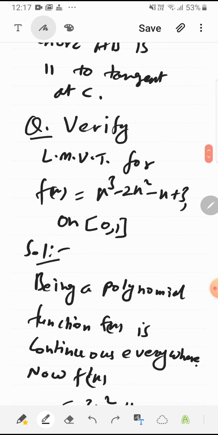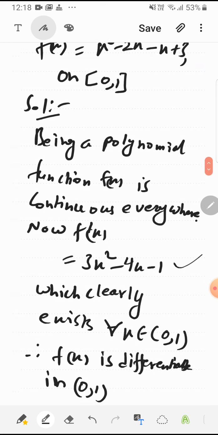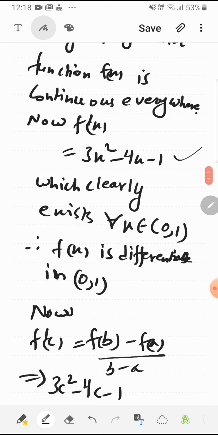Verify LMVT for f x is equal to x cube minus 2x square minus x plus 3 on the closed interval 0, 1. Now as it is a polynomial function, being a polynomial function, f x is continuous everywhere. Now let us check the second condition. f dash x is 3x square minus 4x minus 1, which clearly exists for all x belonging to the open interval 0, 1. That means there is no point which makes this derivative not defined, so f x is differentiable also in the open interval 0, 1.